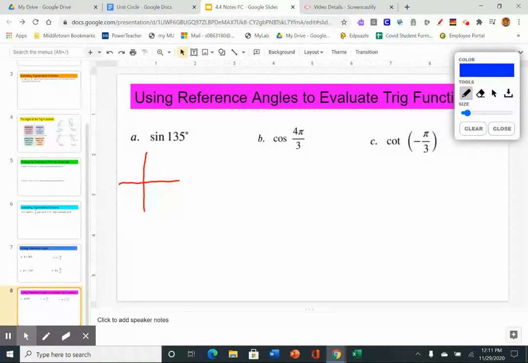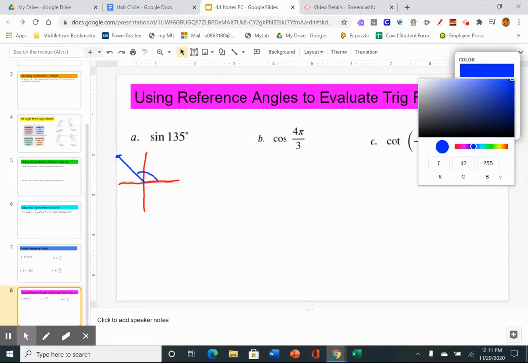The same way we did in the last example, I'm going to draw 135. It's right here, 135 degrees. Now remember, our reference angle is formed by the terminal side that I'm highlighting in green and the x-axis. So our reference angle here is this that I'm highlighting in green. If the blue is 135, what's left over in green is 45 degrees. So now I'm just going to take the sine of 45 degrees.